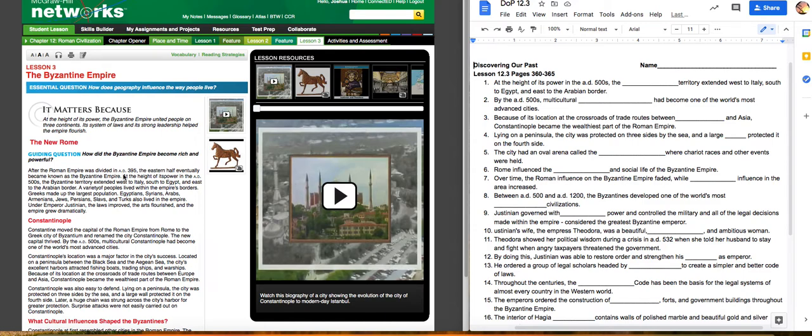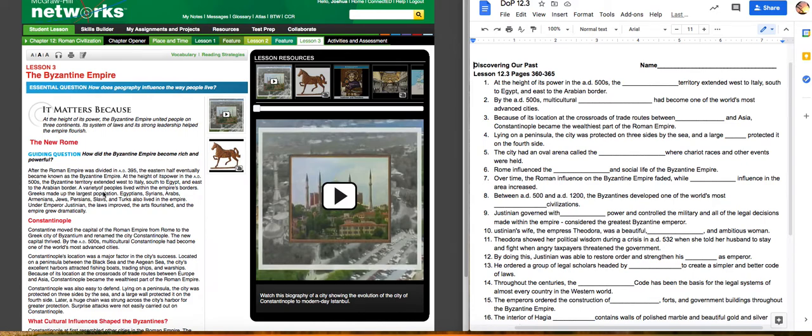Here we go. After the Roman Empire was divided in AD 395, the eastern half eventually became known as the Byzantine Empire. At the height of its power in the AD 500s, the Byzantine territory extended west to Italy, south to Egypt, and east to the Arabian border. Number 1 in your notes, first of all, and then, guys, there's your 3 continents already.